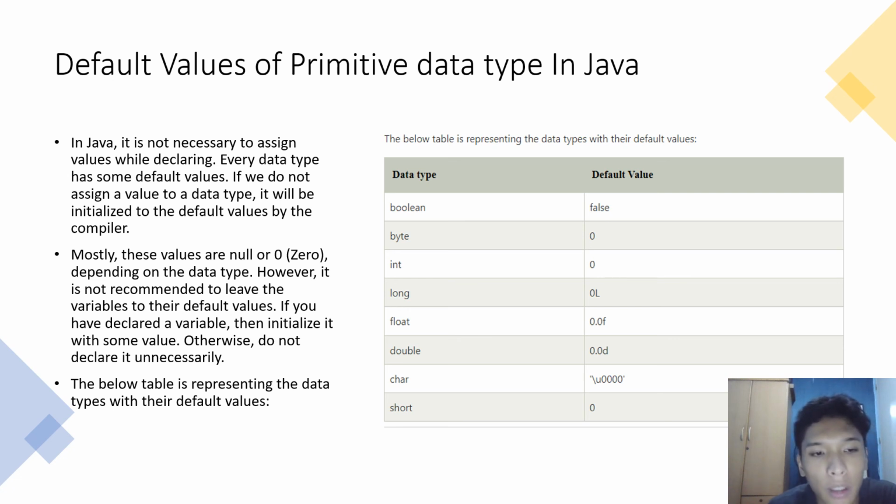The below table represents the data types with their default values. Data type: boolean, byte, int, long, float, double, char, short. Default value: false, 0, 0, 0L, 0.0f, 0.0d, \u0000, 0.